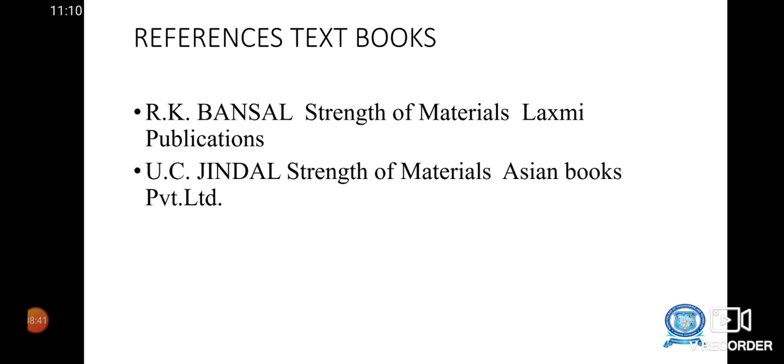The reference textbooks are R.K. Bansal, Strength of Materials, Lakshmi Publication, and U.C. Jindal, Strength of Material, Asian Books Private Limited.